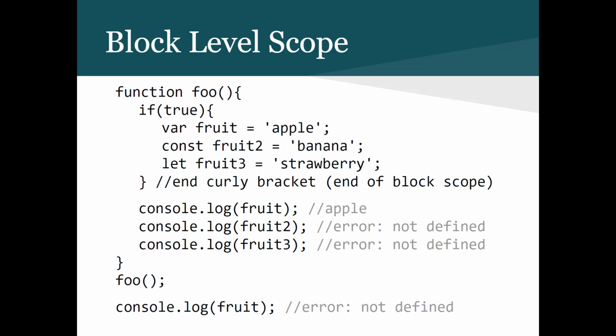Here is an example of function level versus block level scoping. The variable declared with the keyword var is available throughout the function. This is an example of function level scoping. Fruit gets hoisted to the top of the function and can be accessed outside of the curly braces where it is declared and initialized. A code block does not create a scope for var variables, but a function body does. Let me repeat that. A code block does not create scope for var variables, but a function body does. This is important to remember.